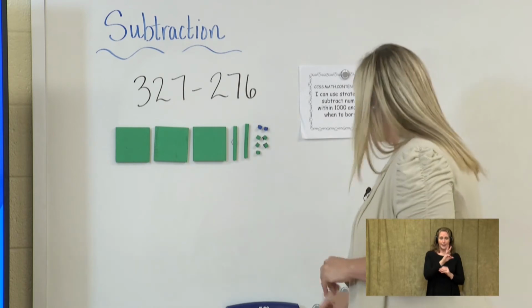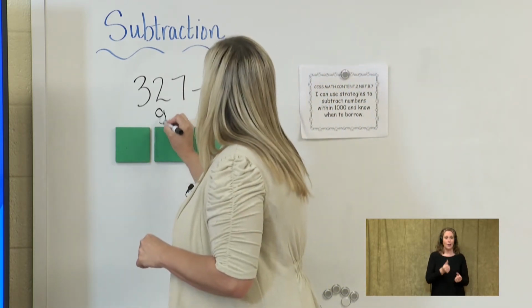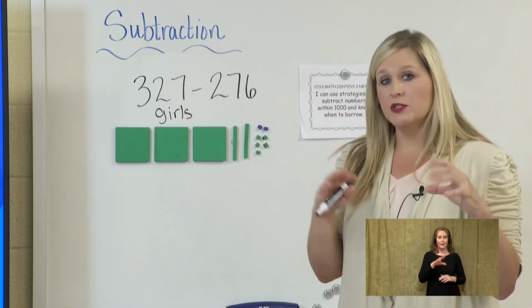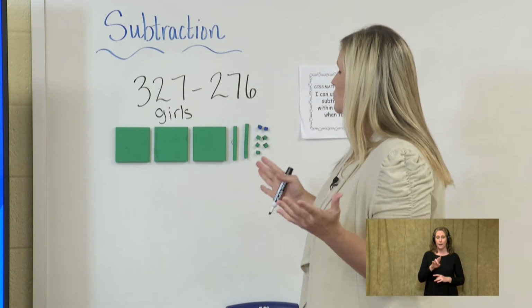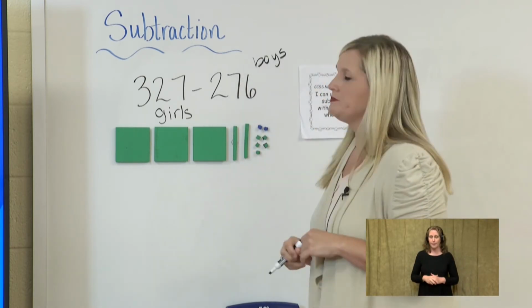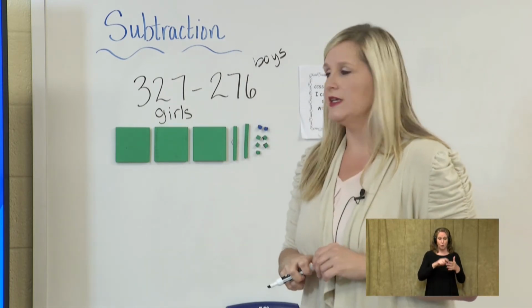All right, so we have built our bigger number. 327 girls. Let's go ahead and write girls up here so we know this is the number of girls. All right, and in order to find the difference between boys and girls, we're going to have to subtract the amount of boys. So we remember this is how many boys there are. Okay, so we need to take away 276.